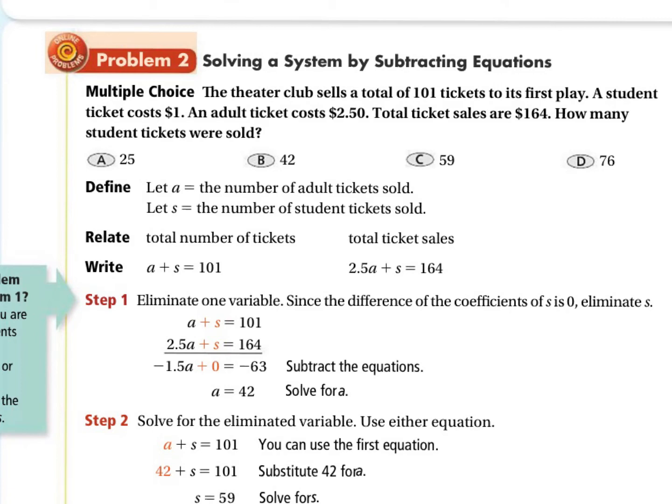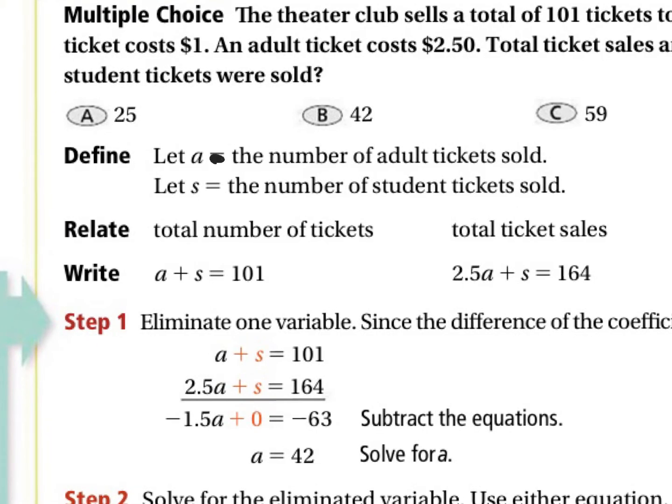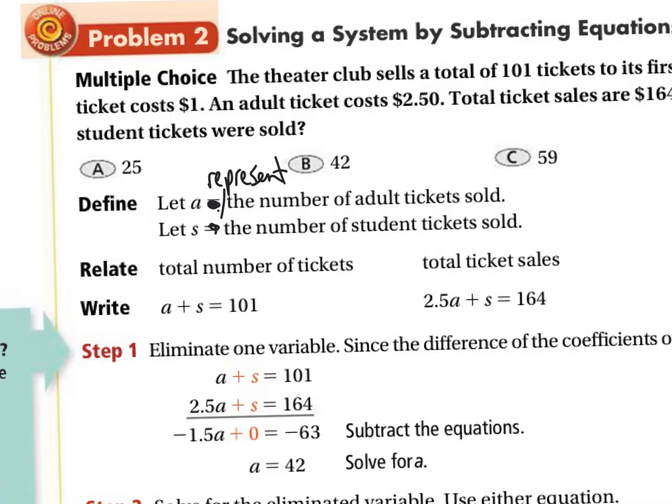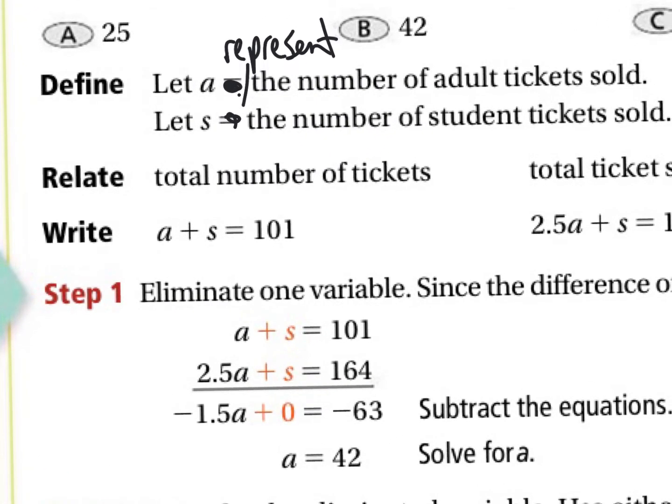So kind of like we did in the last section, we're going to make this into a system of equations. So "represent" would be a good word to have here. Let A represent the number of adult tickets. Let S represent the number of student tickets sold. So two things. One thing is it says they sold a total of 101 tickets. So we know that, first of all, the adult tickets plus the student tickets equals 101. So that's this equation.